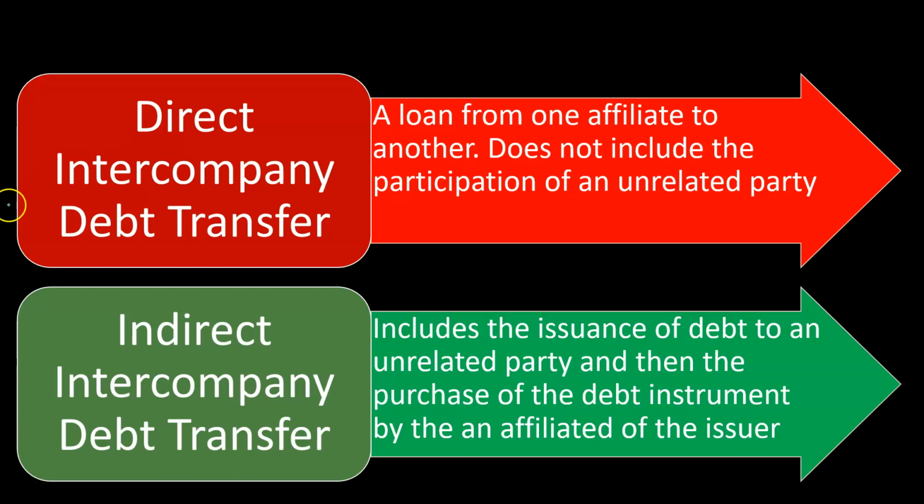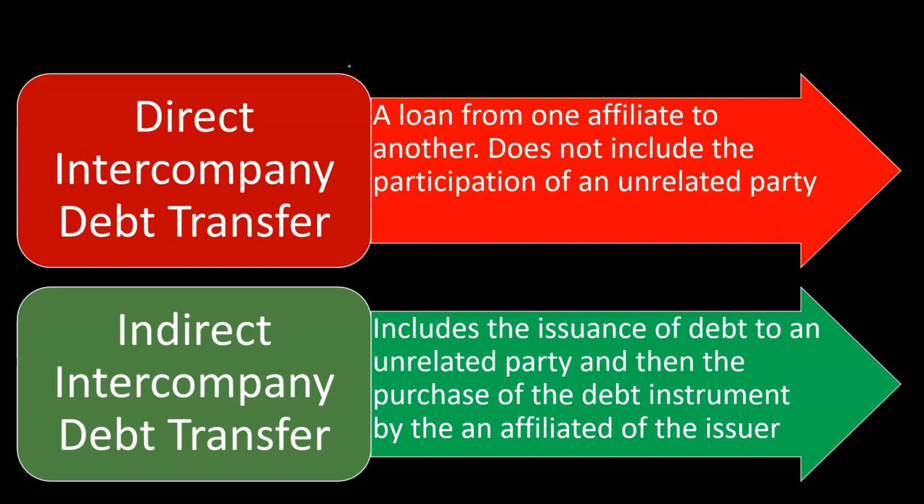So in the case of the direct intercompany debt transfer, that's usually going to be the easier kind of process. The indirect is going to be a little bit more complex. So first, direct intercompany debt transfer. That's when we have a loan from one affiliate to another. So the affiliate being parent or subsidiary in our cases when we're thinking about the consolidation process, from the parent to subsidiary, subsidiary to parent.